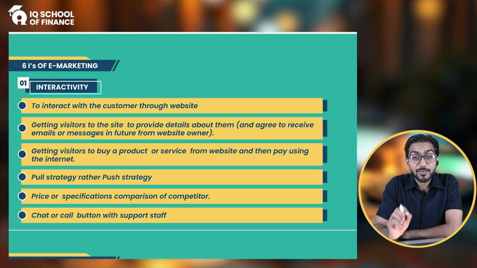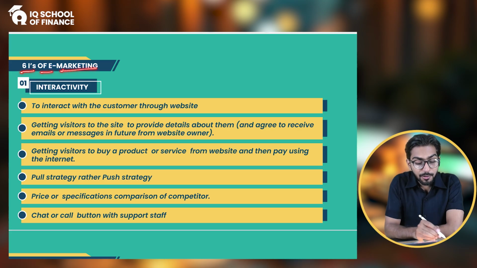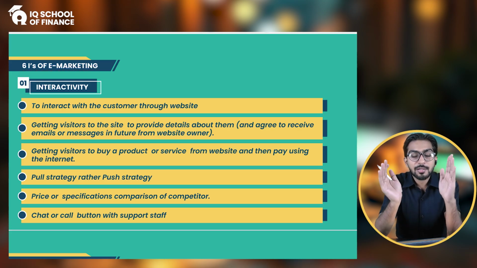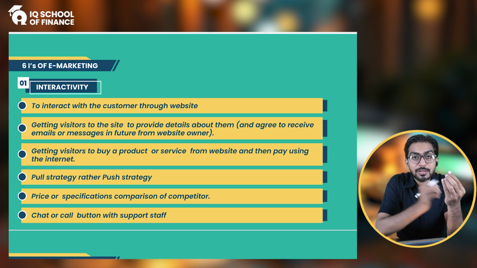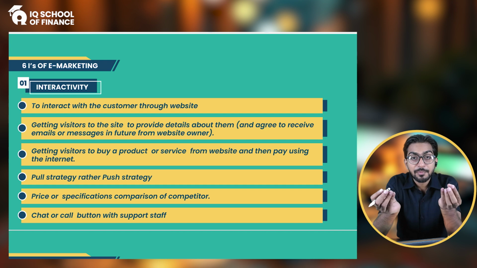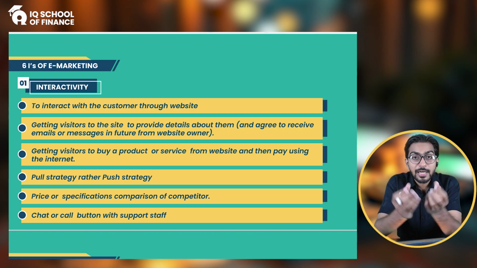In today's class, we are going to understand a very important and a very interesting topic, that is the 6 I's of e-marketing. And you know what? The objective of this topic is how e-marketing is different from traditional marketing and what the benefits of it are. All right, so we are going to cover all kinds of benefits and all kinds of differences between electronic marketing, that is e-marketing, and traditional marketing through the 6 I's.